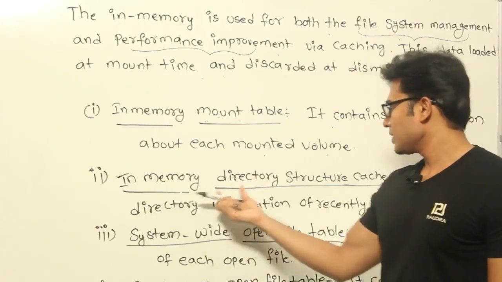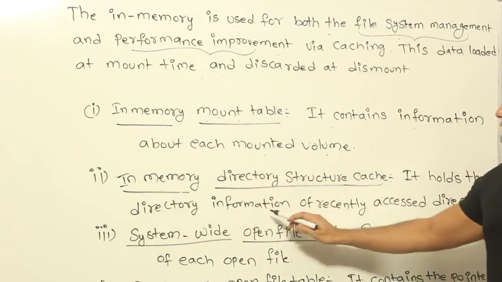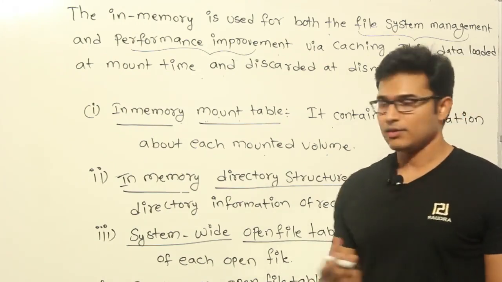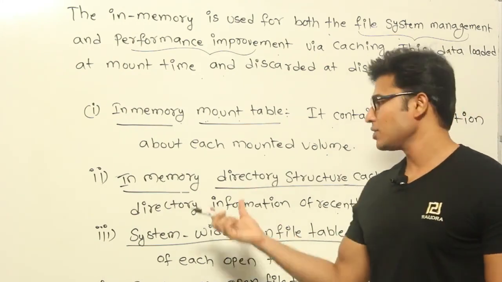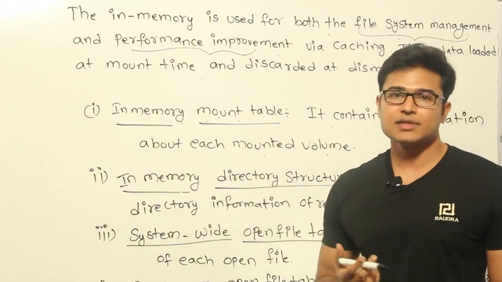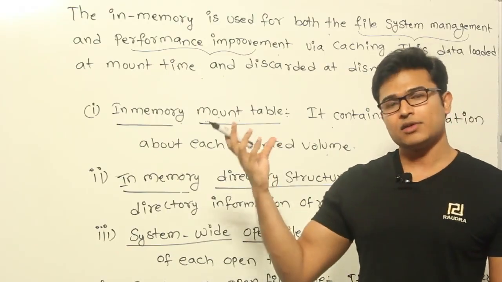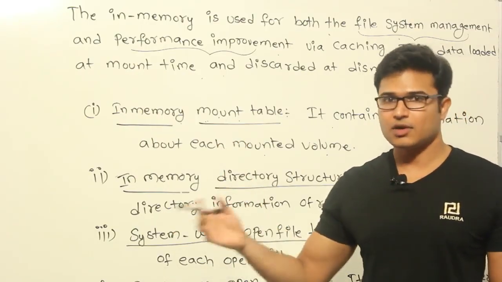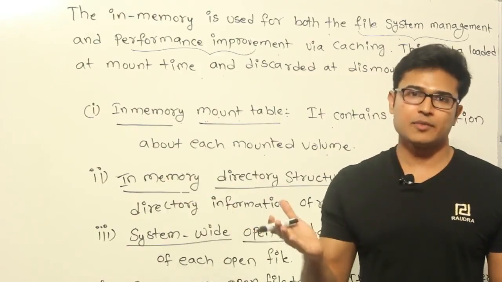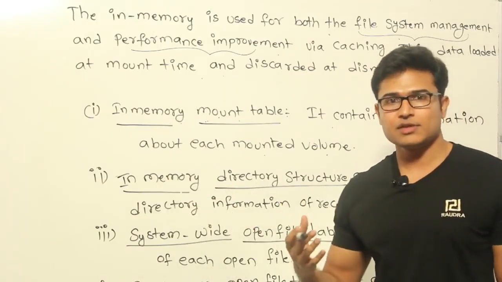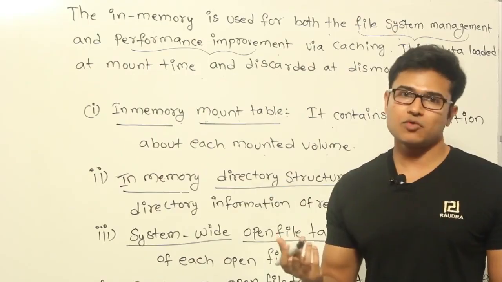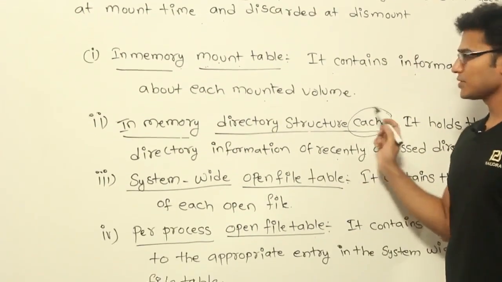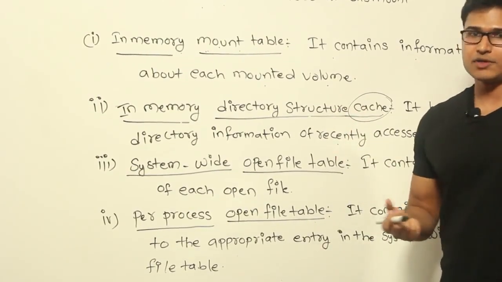And the next one is the in-memory directory structure cache. It holds the directory information of the recently accessed directories. So whatever directory you have recently accessed, that information will be present in this one. So why should it be present? Because if you have recently accessed a directory, it means that you might have got that directory structure block from the hard disk or that particular volume into the main memory. If you have used it now, there are chances that you might again use it, so you can save it for some more time. That is why it is called a cache. Cache means it is going to save it temporarily for some more time.